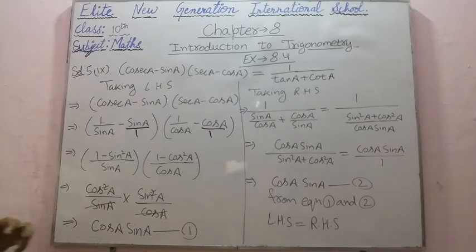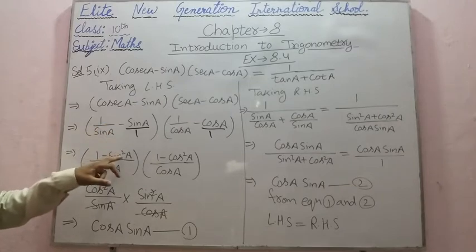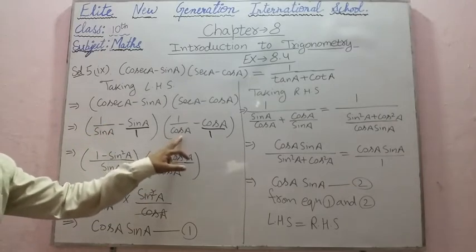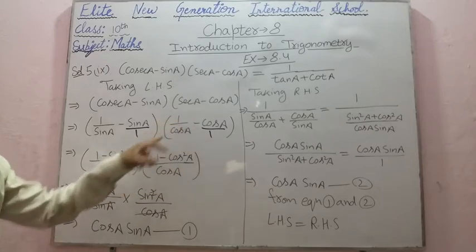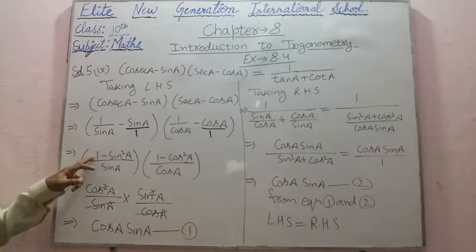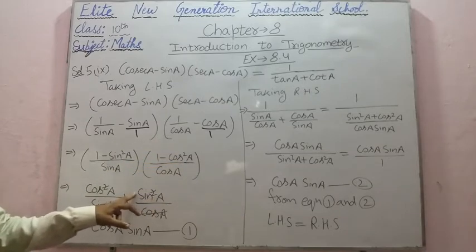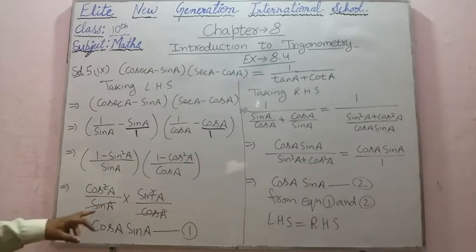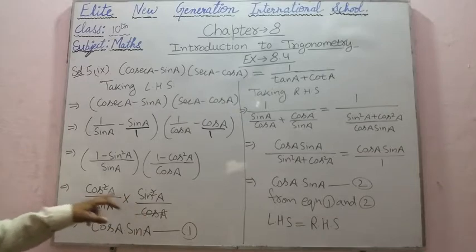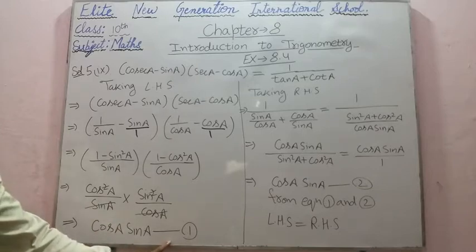Now taking LCM here, LCM will be sin a, so 1 into 1 will be 1, and sin a into sin a will be sin square a. Here also by taking LCM, LCM will be cos a, so 1 into 1 will be 1, and cos a into cos a will be cos square a. Now 1 minus sin square a is cos square a upon sin a, then into 1 minus cos square a can be written as sin square a upon cos a. So here we can cancel one sin a, and here we can cancel one cos a. So it will remain cos a into sin a, or cos a sin a. We will call this equation number 1.